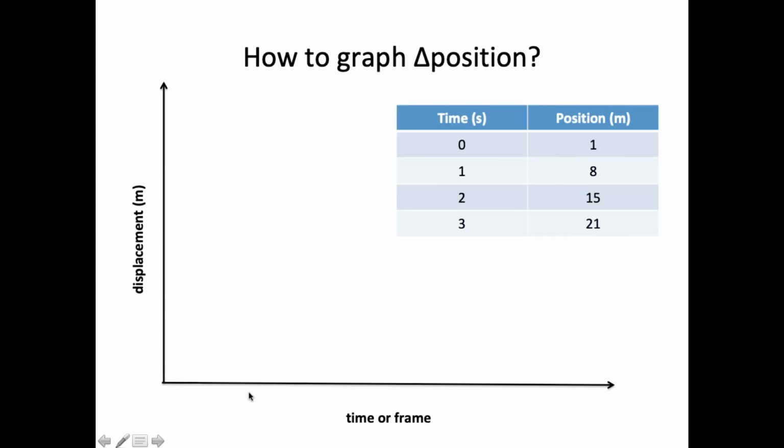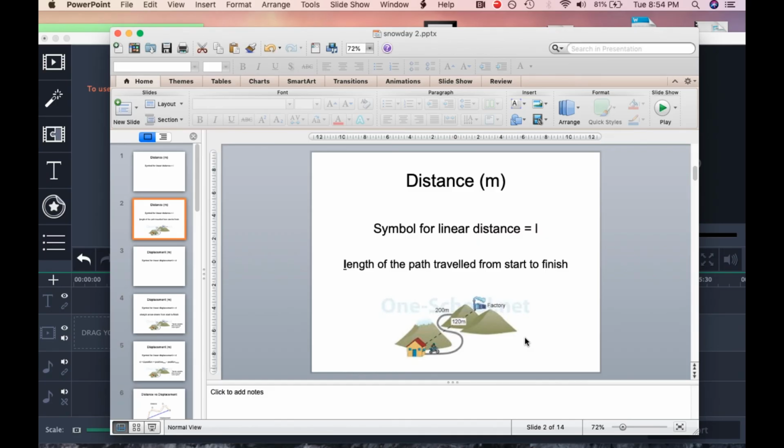At time 0, you'll put the position at 1 meter. At time 1, you put the position at 8 meters. At time 2, at 15. At time 3, at 21. I typically get the class to graph this table of data in class, so I don't have the graph actually completed, unfortunately.